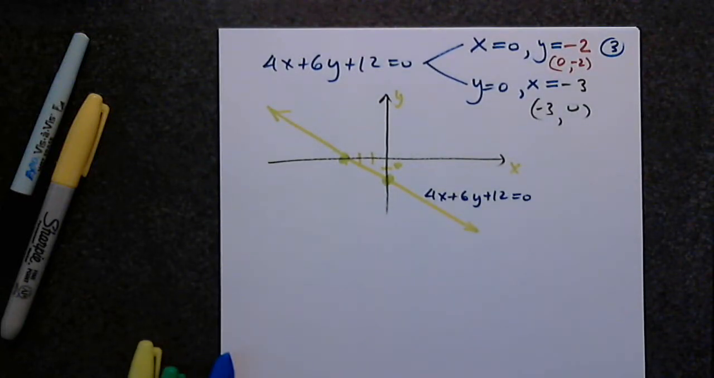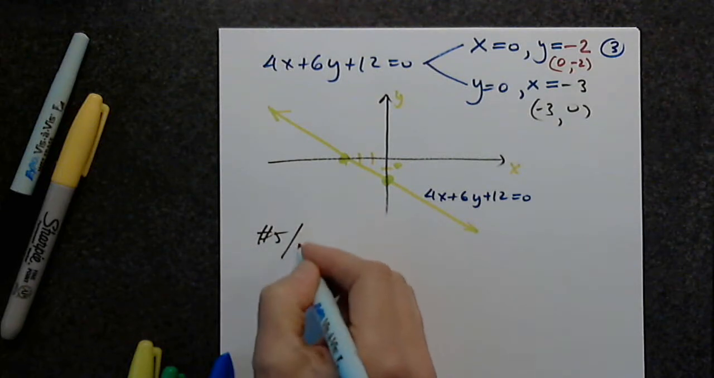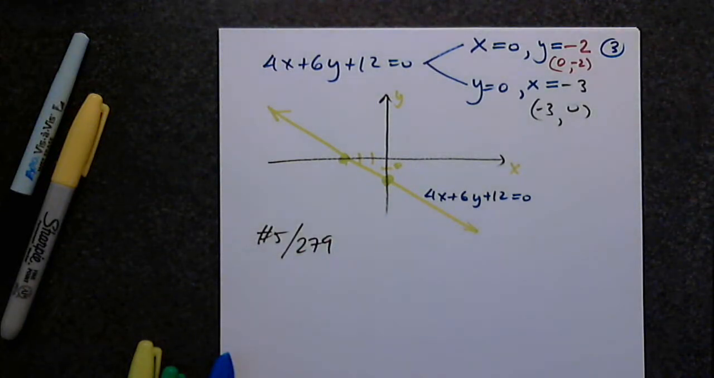Okay, I would like us to work on another problem. On page 279, problem 5. Let me ask you again, do you have any questions on graphing using X and Y intercepts? Do you think we need more examples, or are we comfortable with this? Please speak up and don't be shy, because I don't want to leave anyone behind.